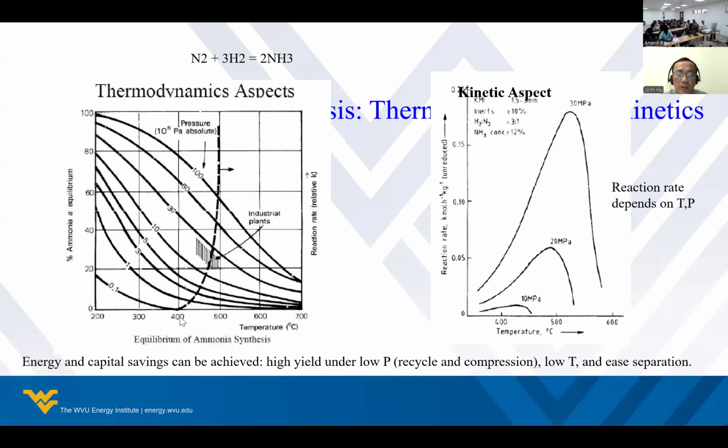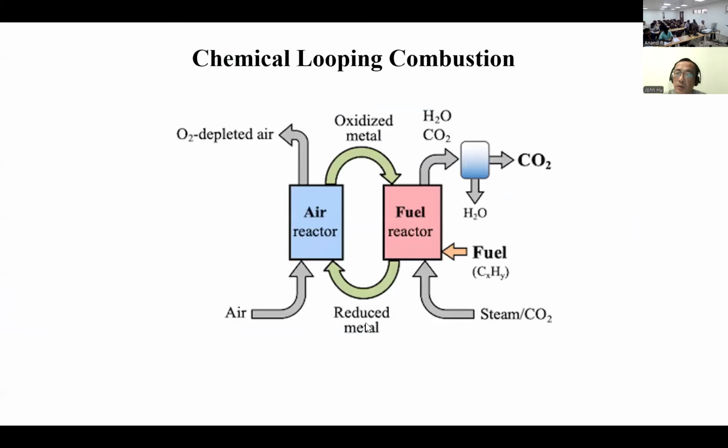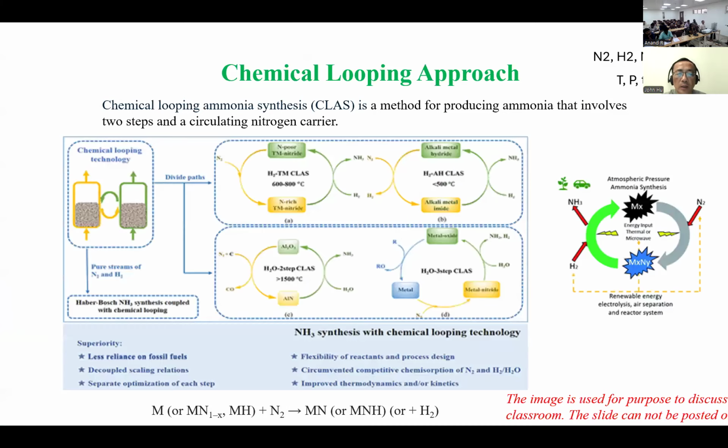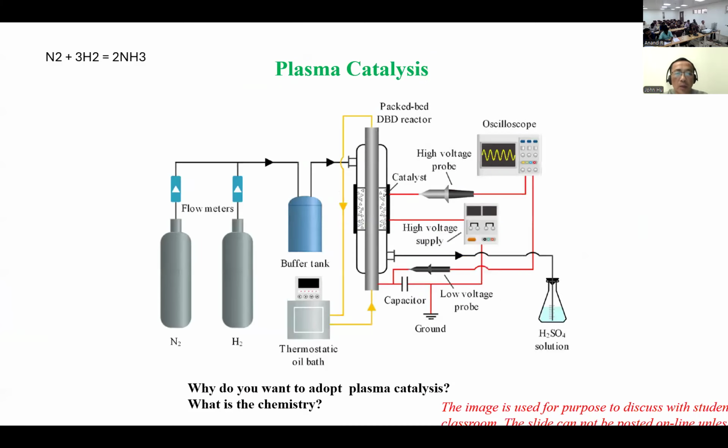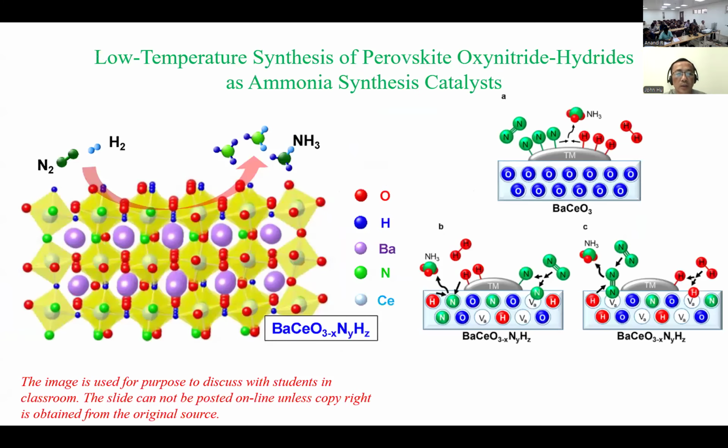But chemical looping is different. Chemical looping isn't subject to the thermodynamics because it breaks the thermodynamics. So if you still believe you are subject to the thermodynamics, you have to find a material to run at low temperature. So this is another way to look at this problem. So plasma is different. Plasma pre-activates the reactant and then makes it reactive. So there's another way you can do it.